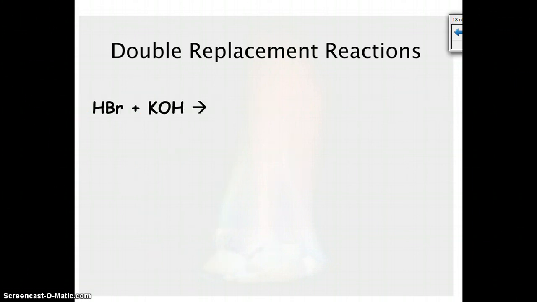Okay, here's another double replacement. Remember to write your charges first, identify any polyatomics, and swap and drop as you go. And that one, because we had all 1 pluses and 1 minuses, there's no swapping and dropping involved.